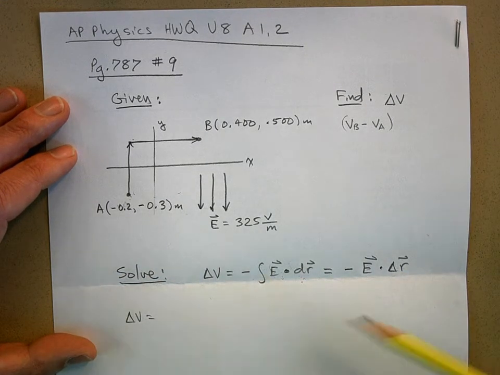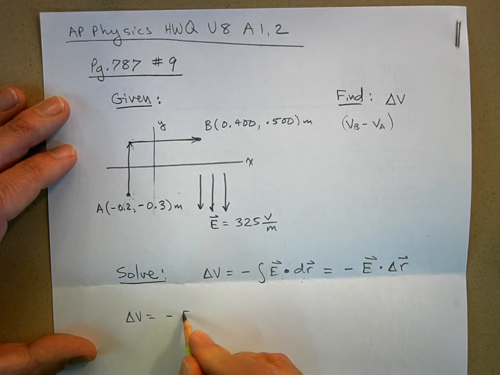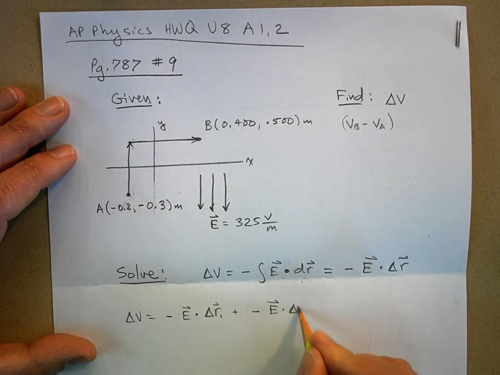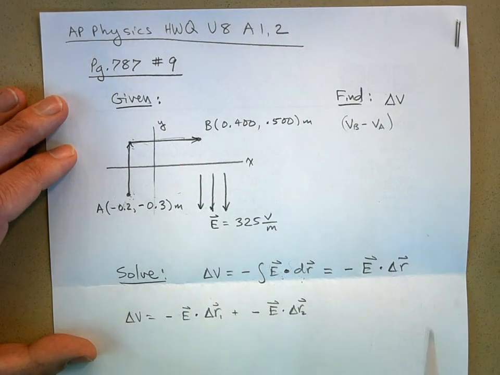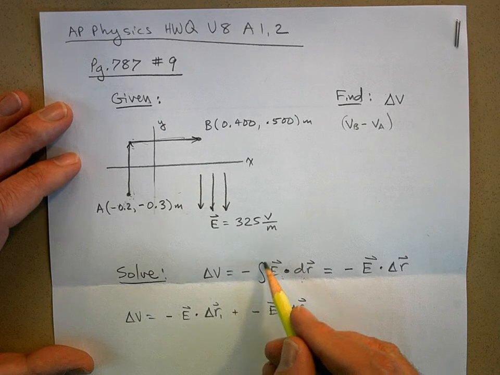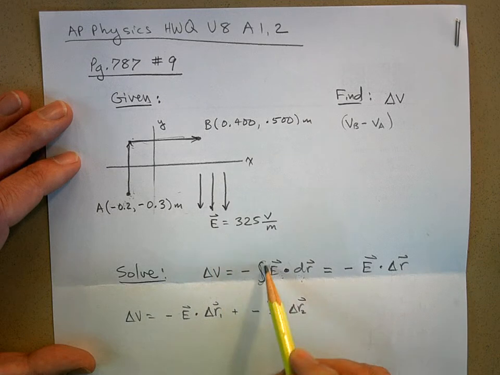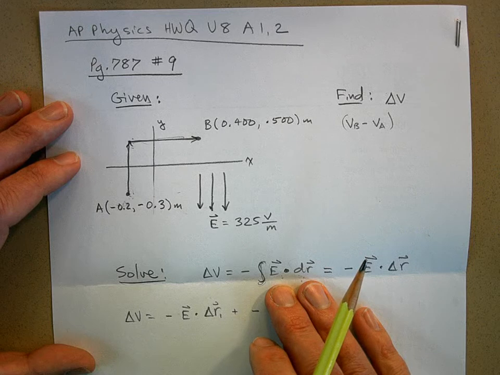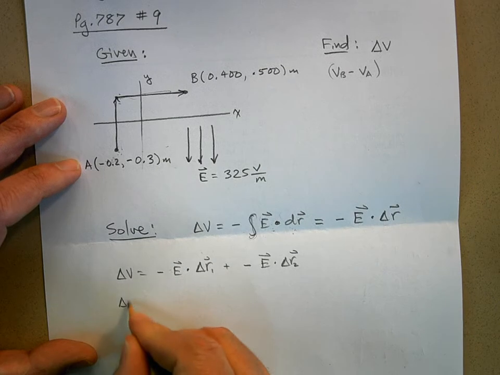But we want to go on this path, so we're going to go from here to here. So this is going to be negative E dot delta R1 plus negative E dot delta R2. You didn't have to do it this way. It's just the way I'm doing it. But this is a sum, so you can break it up and then add those things together. Integration is the sum of all these little products. So here, instead of an infinite number of products that we're adding up, we have 2 products, which is a lot easier.